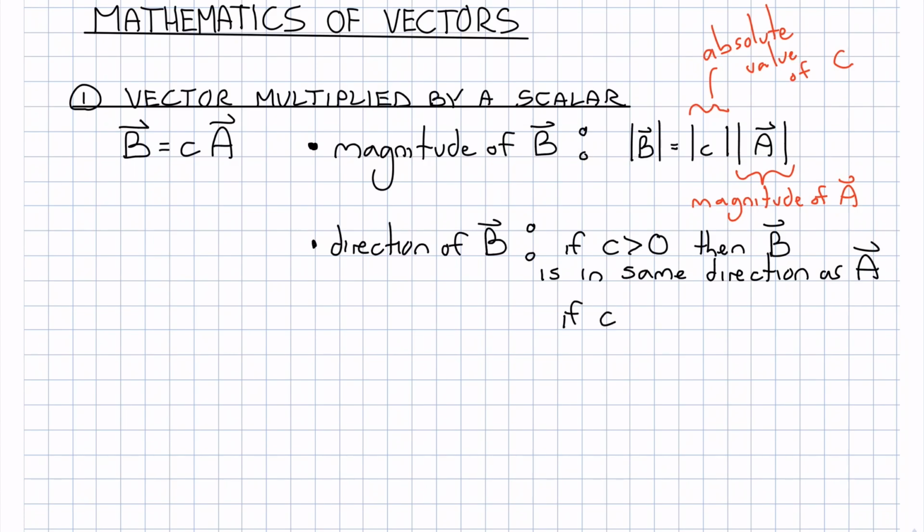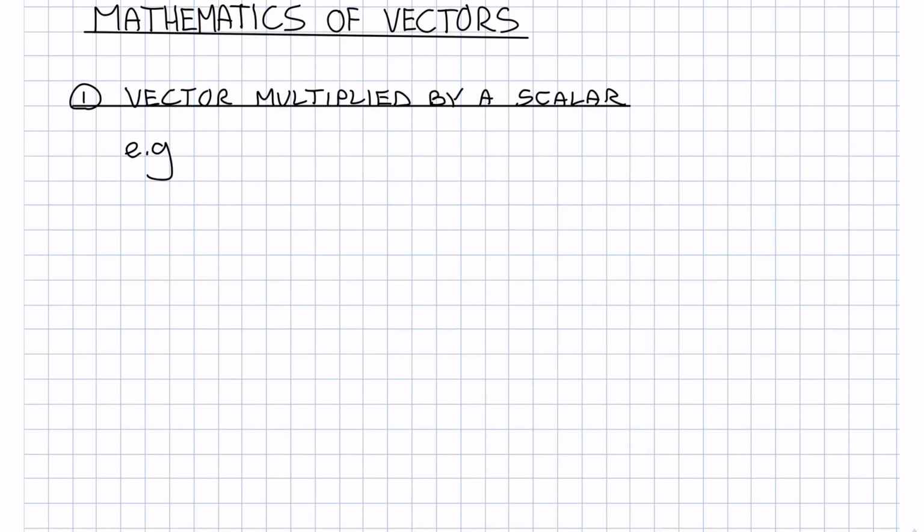However, if c is a negative number, then it turns out that the direction of b will be in the opposite direction as vector a. They'll be at 180 degrees or anti-parallel to each other. So multiplying a vector by a negative number reverses its direction. To see how this works, let's try an example.